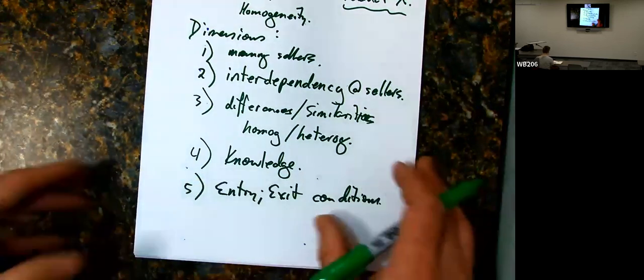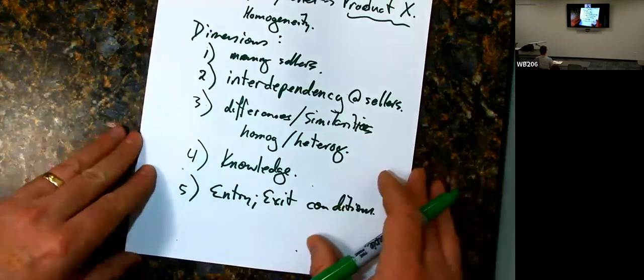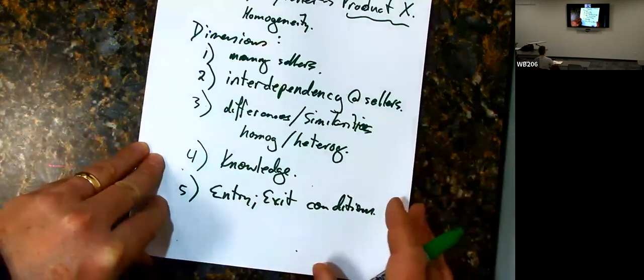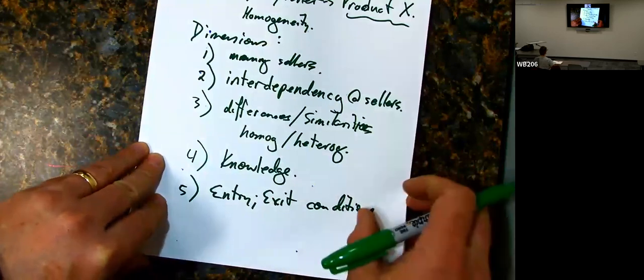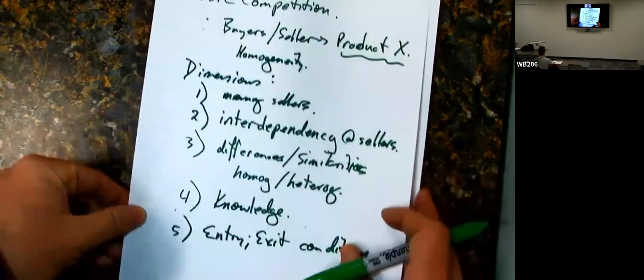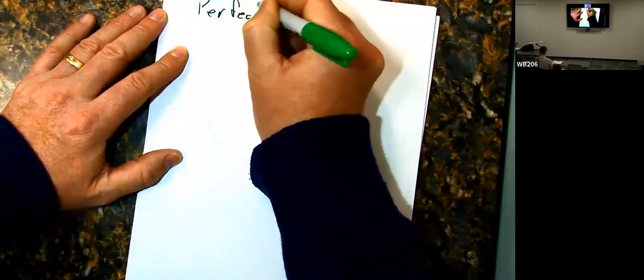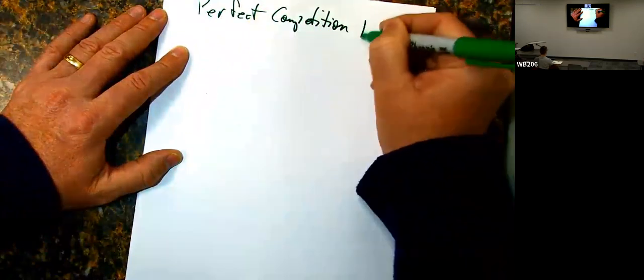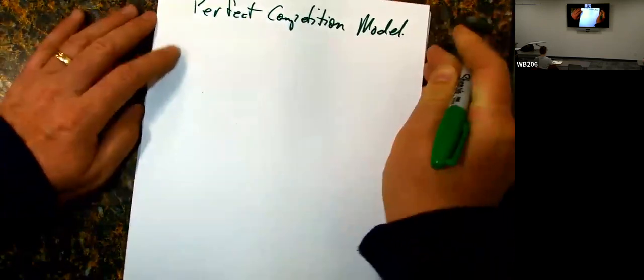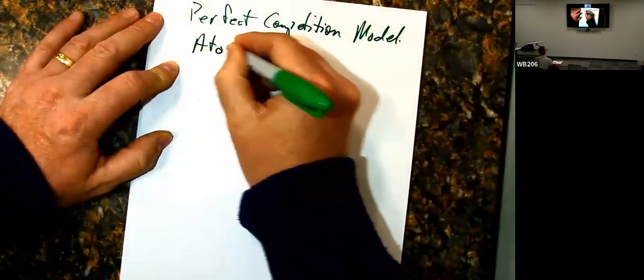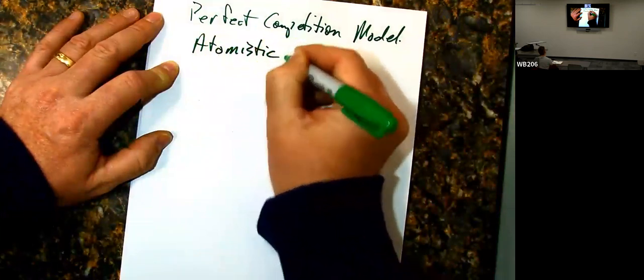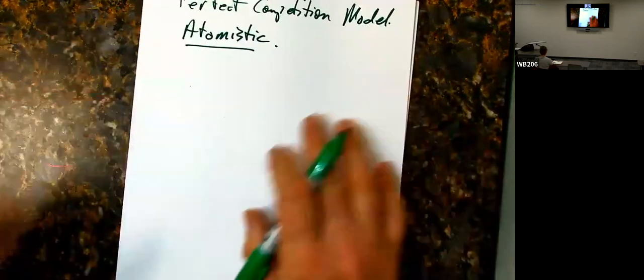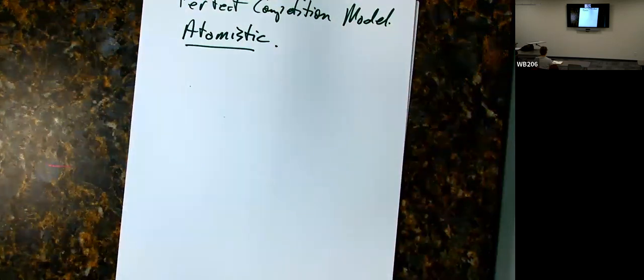So in order to think through markets, economists have taken these various different dimensions and simplified them so that we end up with what we call the perfect or atomistic competition model. The perfect competition model. This is also sometimes called the atomistic model. Atomistic meaning finding the smallest element possible.